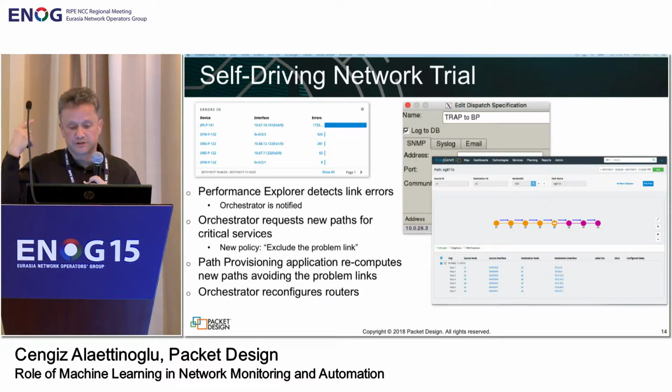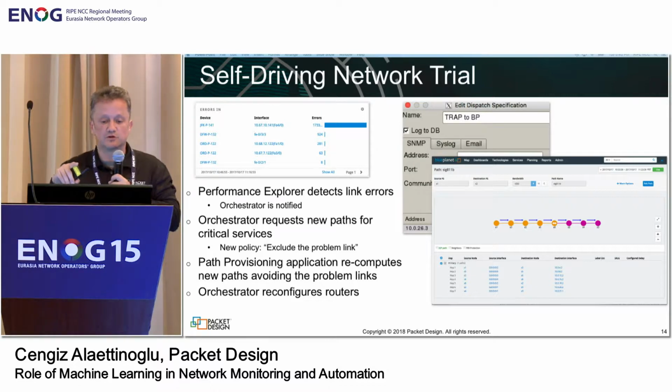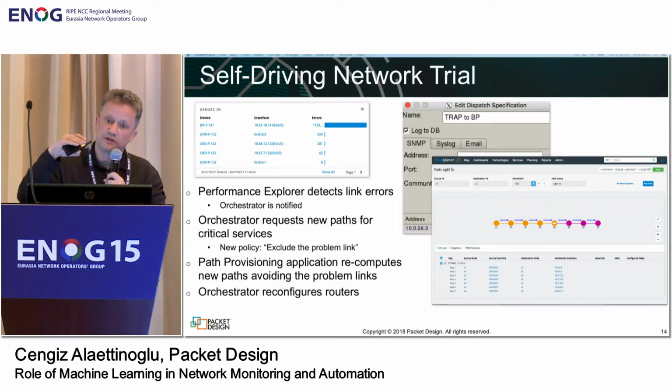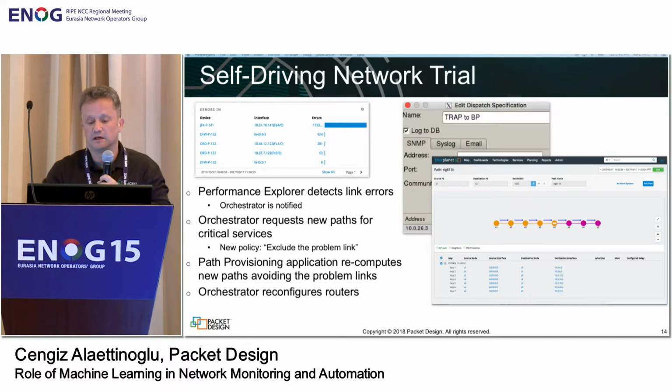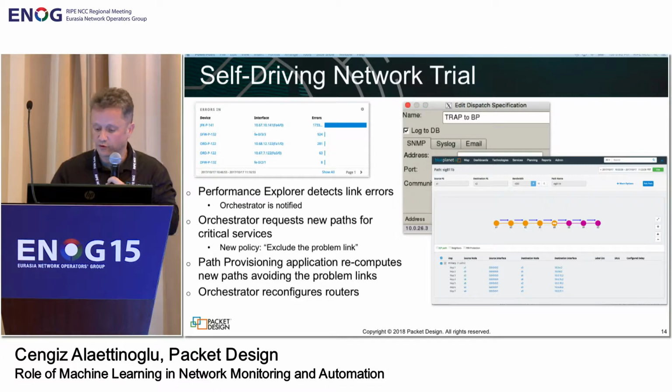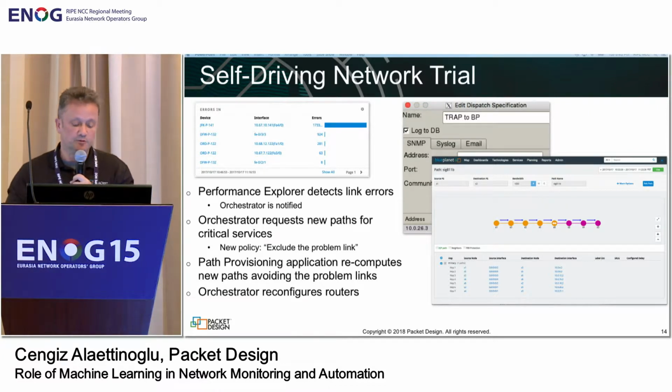You notify the orchestration system that this interface is going to fail. The orchestration system says, hey, these are the critical services on them. And I change the intent for these services and say, exclude this particular link. And then we compute new paths and set them up, again back through the orchestrator. And then that sets up these paths.